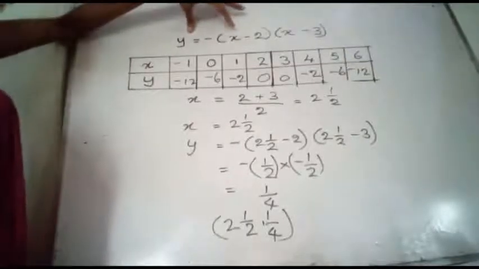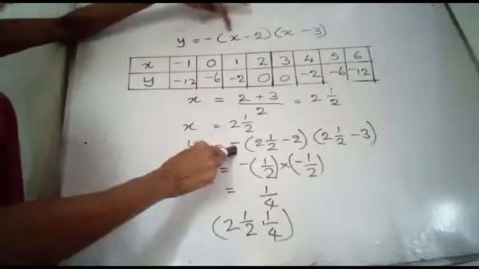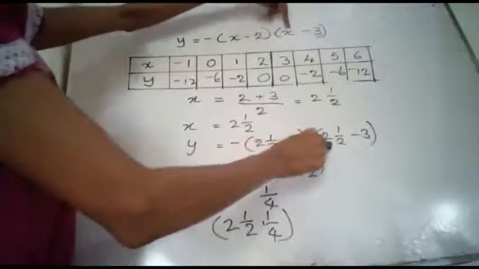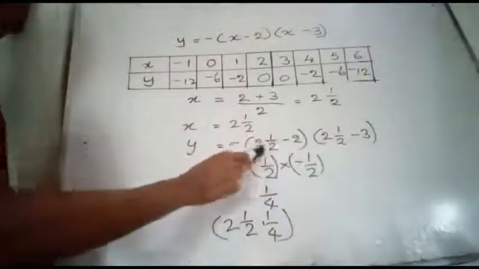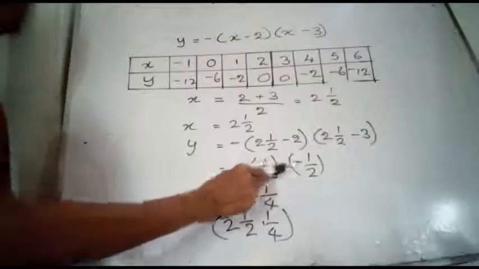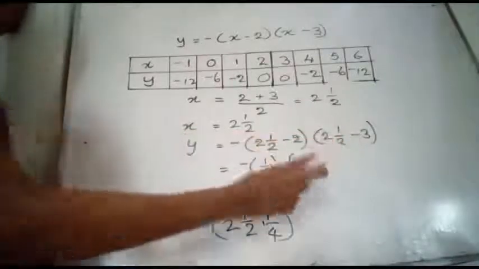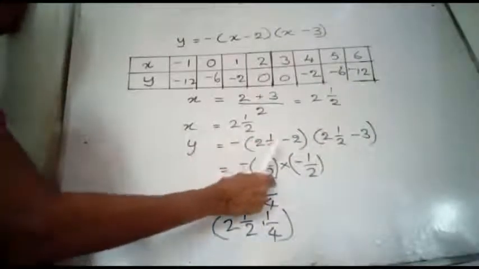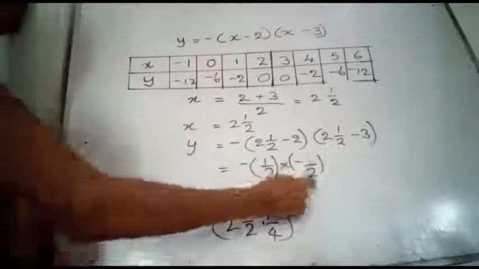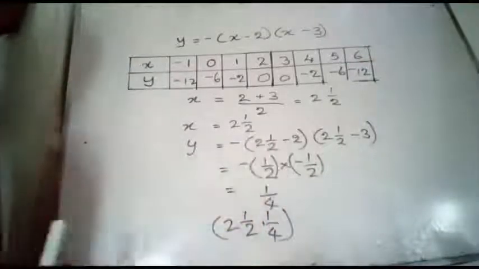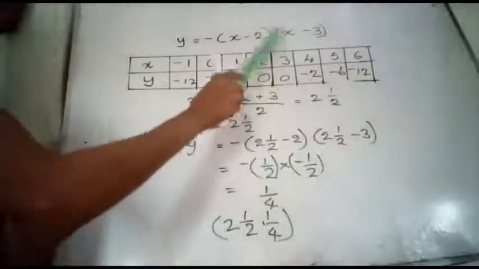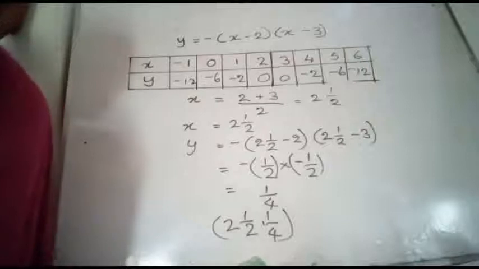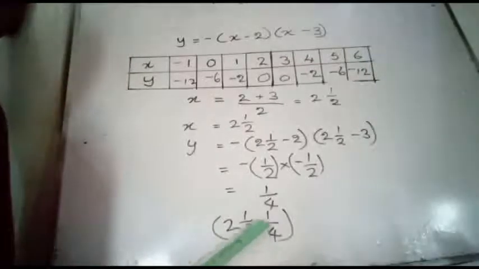y equals negative (x subtract 2)(x subtract 3). With x equal to 2.5, 2.5 subtract 2 is half, and 2.5 subtract 3 is negative half. Negative times half times negative half: 2 times 2 is 4, and negative times negative is positive, so positive 1/4. The coordinates of the maximum point are 2.5 and 1/4.